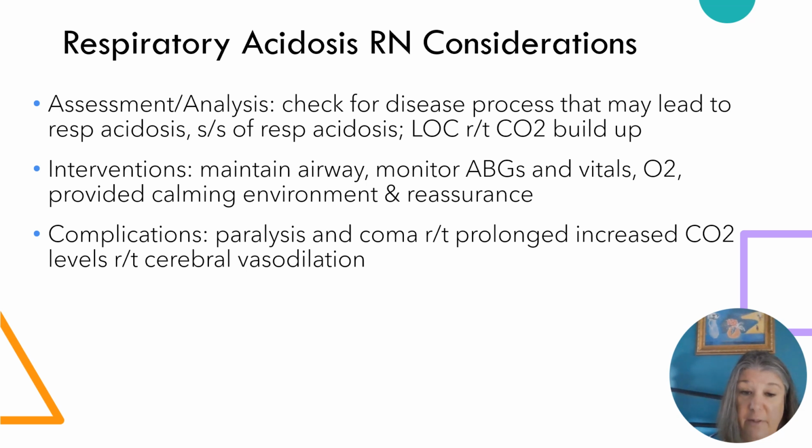Just crazy loopy things. Interventions: we're going to want to maintain that airway. We're going to monitor those ABGs and vitals, O2, calming environment, reassurance. Our person is going to feel like they can't breathe, so they're going to be restless, anxious. And like we talked about before, if you're restless and anxious, that affects your breathing as well. So we need to keep calm.